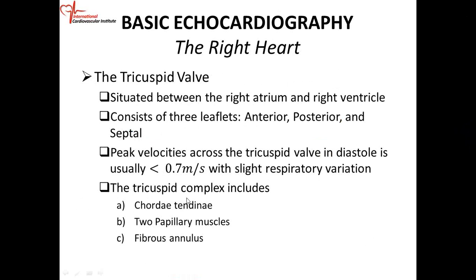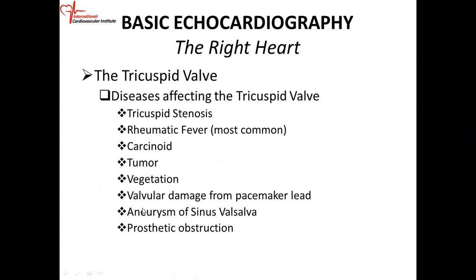So the tricuspid valvular complex consists of the chordae tendineae, usually three or more papillary muscles, and you get your fibrous annulus. So it's usually three or more papillary muscles. Disease that can affect the tricuspid valve, you can get tricuspid stenosis. The valve can be narrowed and doesn't open fully. So tricuspid stenosis. Rheumatic fever can affect the right side, and you can get tricuspid valvular problems.